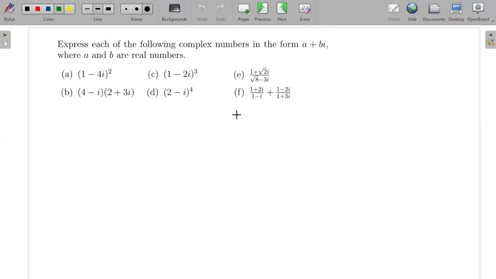Okay, so welcome to this tutorial, and we're going to be looking at complex numbers. They're telling us, first of all, to express each of the following complex numbers in the form a plus bi. A and b are just what? Real numbers. So for the first one, we have 1 minus 4i, and then squared there. So we all know that this just means 1 minus 4i, and then squared.